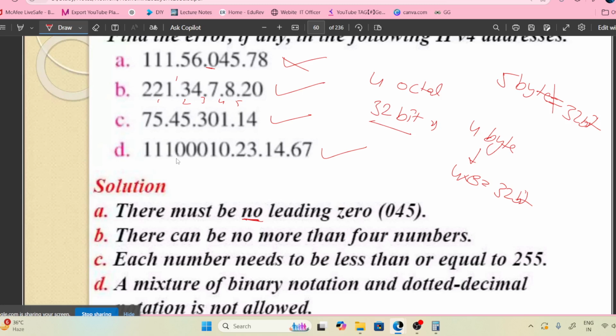Next, number 3. The maximum number we can have is 255, but it is 301. It is also incorrect. Now the number here, in an IP address, this is not allowed. Either you write it in full or you write it in the form of decimal.